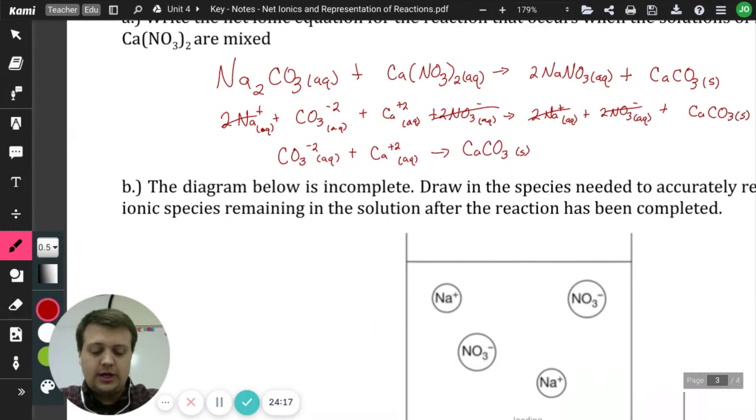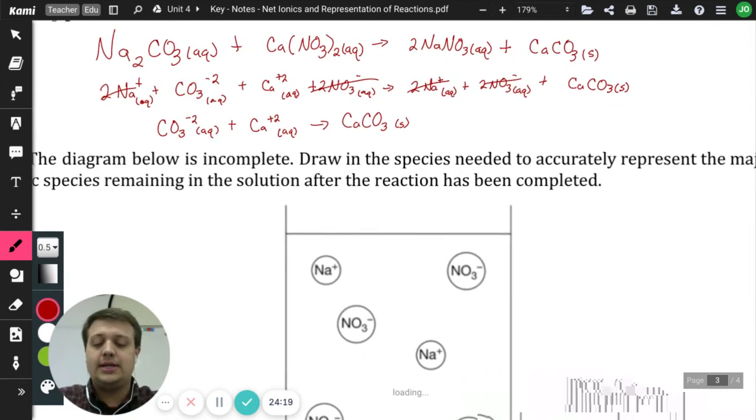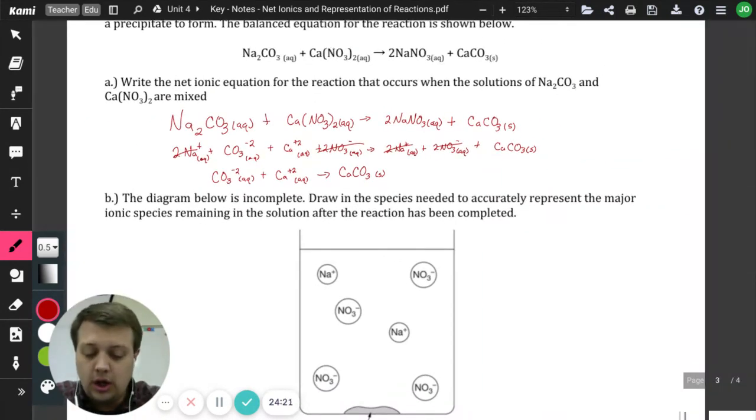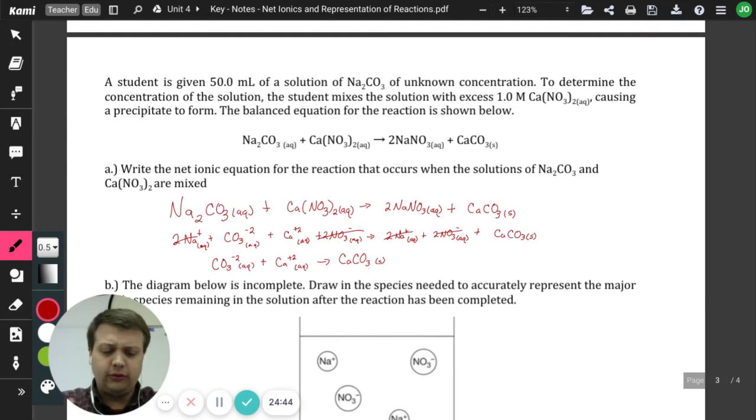Now the second question says the diagram below is incomplete. Draw in the species needed to accurately represent the major ionic species remaining in the solution after the reaction has completed. Okay, so you're like, well, how would I know? Well, let's look and see what we've got in this. So I've got 2 sodiums and 4 nitrates there, right? Okay, so 2 sodiums and 4 nitrates. Well, let's look back up here to this information they told us.